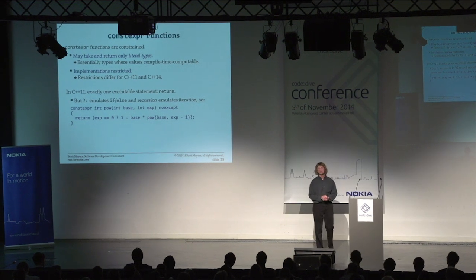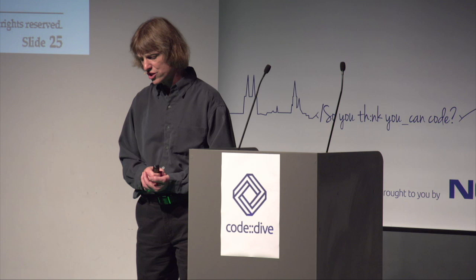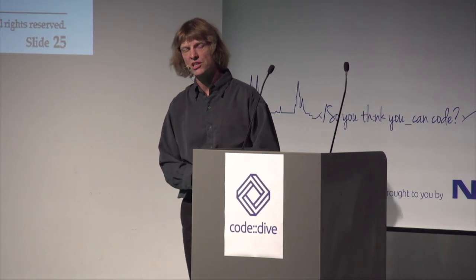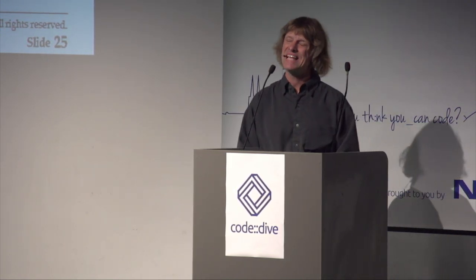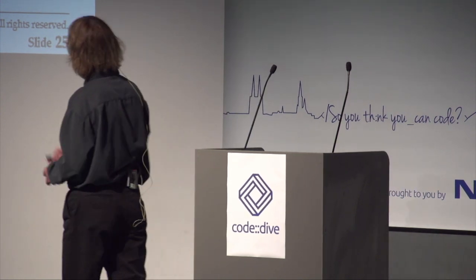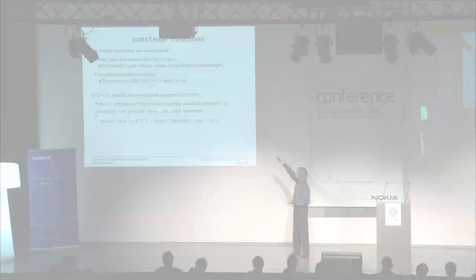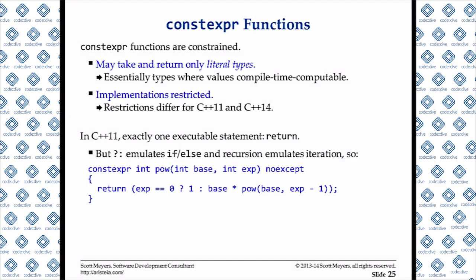Constexpr functions are constrained. There are some restrictions on what you can do with them. In particular, the first thing is they can only take and only return what are known as literal types. A literal type is essentially a type where the values can be computed during compilation. That sounds more restrictive than it is, as I will shortly demonstrate. And there are some arbitrary implementation restrictions, and they're different for C++11 and for C++14.